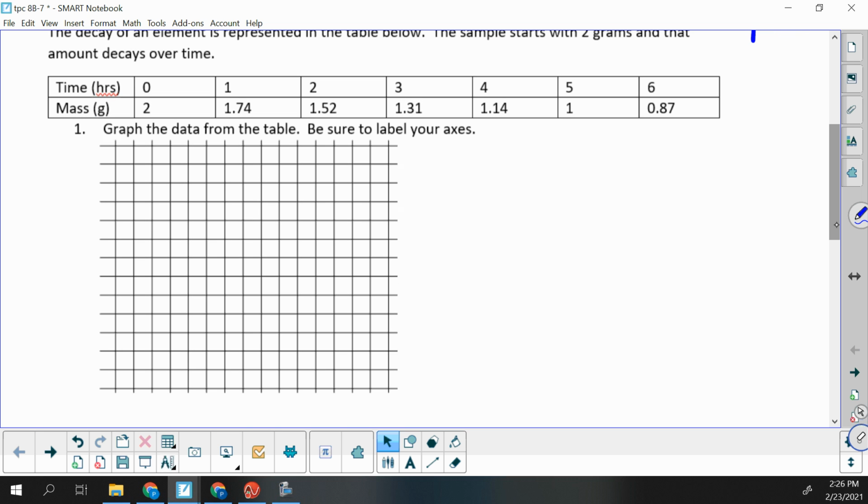So we've got the decay of an element is represented in the table below. The sample starts with 2 grams, and that is decaying over time. So we're going to start out by graphing this.